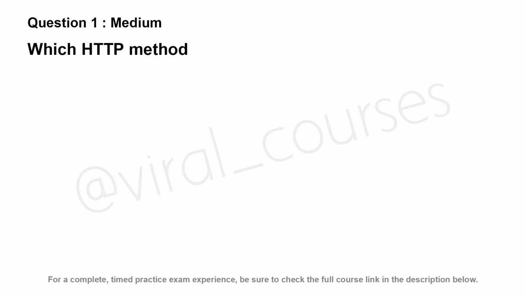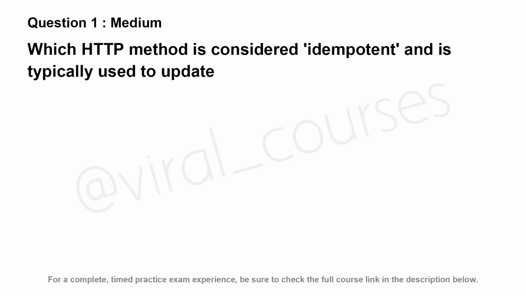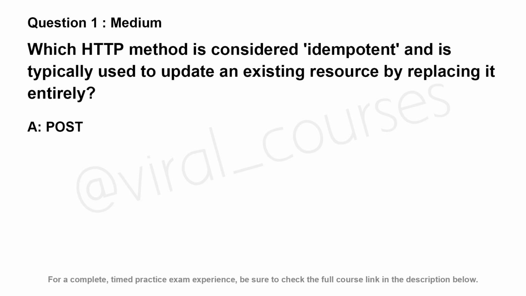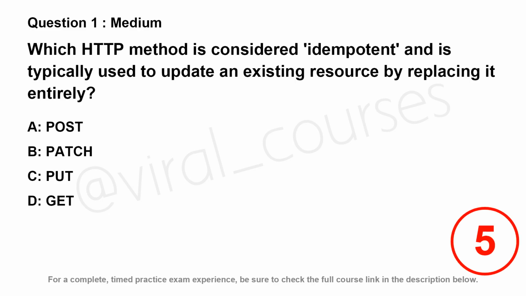Which HTTP method is considered idempotent and is typically used to update an existing resource by replacing it entirely? Option A, POST. Option B, PATCH. Option C, PUT. Option D, GET.